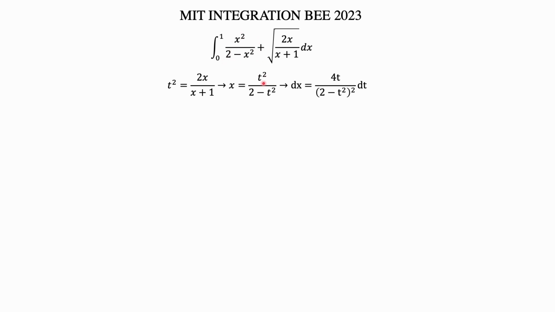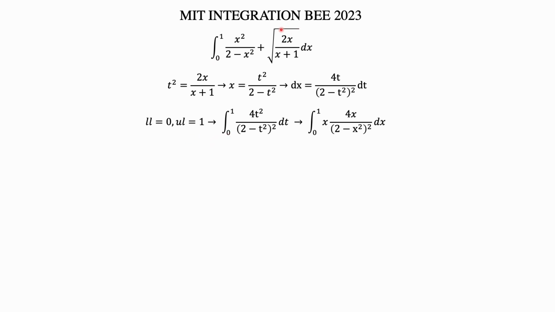It's just the variable is changed. Okay, so when I take the derivative of this, I get this function. So what does the upper limit become? 0. When I plug in x as 0, I get t to be 0. Upper limit, when I put x to be 1, I get the upper limit to be 1.